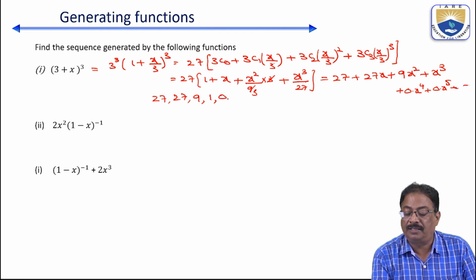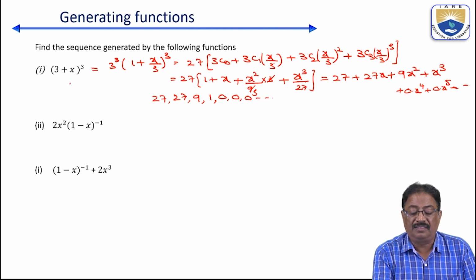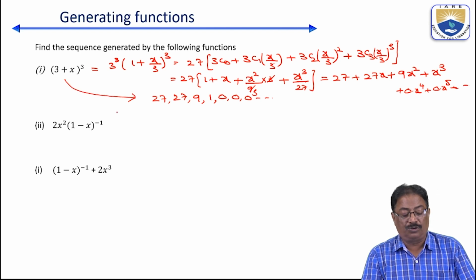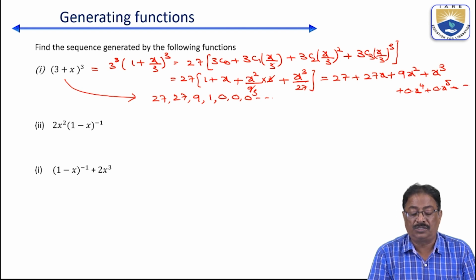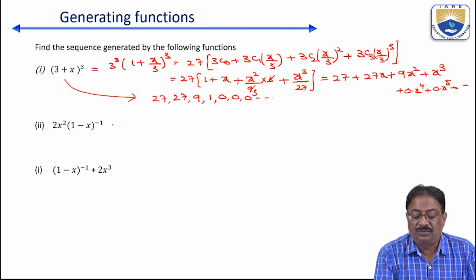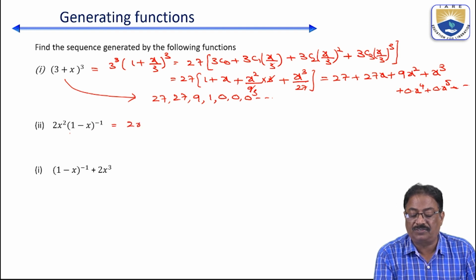So I am going to take the remaining terms of the sequence as 0, 0, 0. So this is the generating function for this sequence 27, 27, 9, 1, 0, 0, 0. Now let us go for this. For this, how do we find the sequence when our generating function is given?